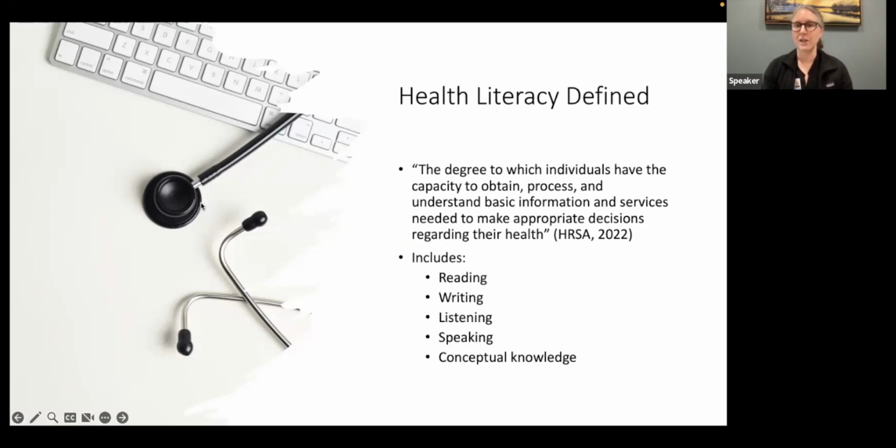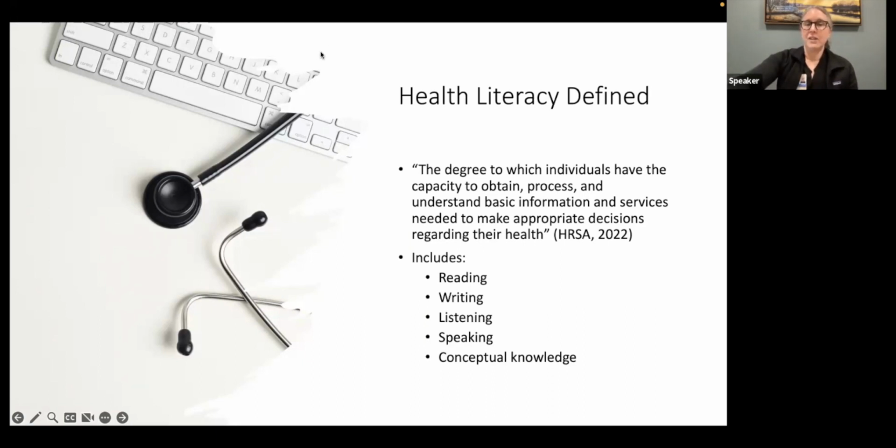So that conceptual knowledge is also important when we're talking about health literacy. Just because you understand it when you read it one time doesn't mean that you're going to retain it. And so all of those things are necessary when we're really looking at true health literacy for patients.